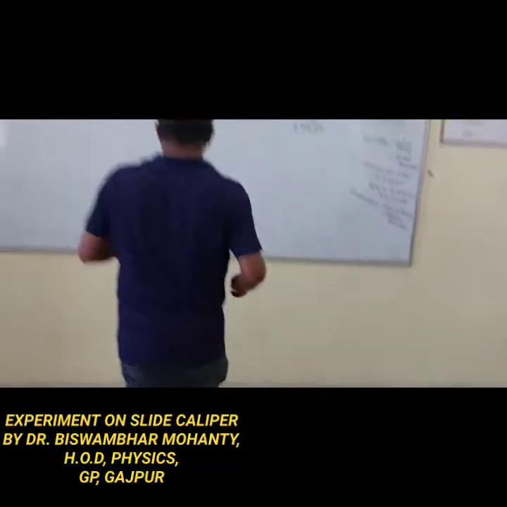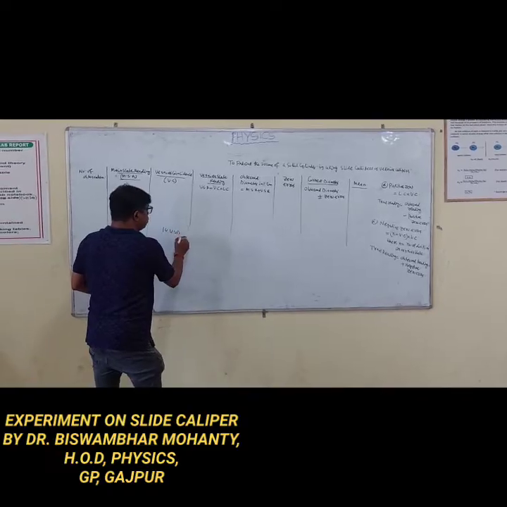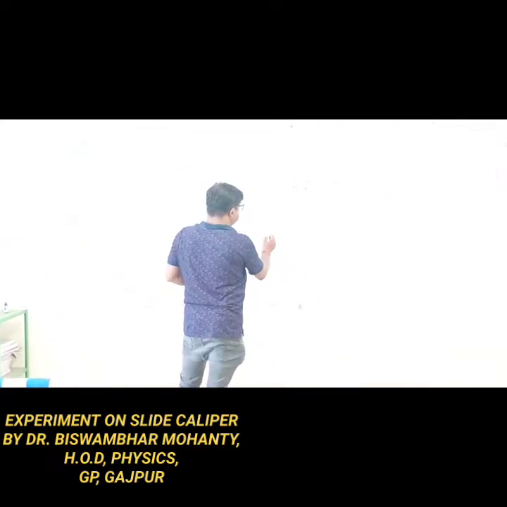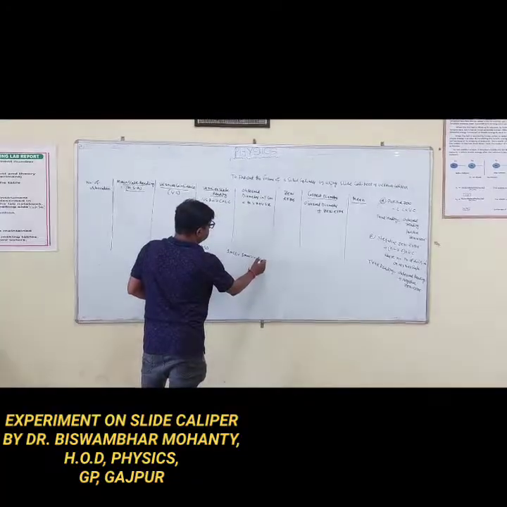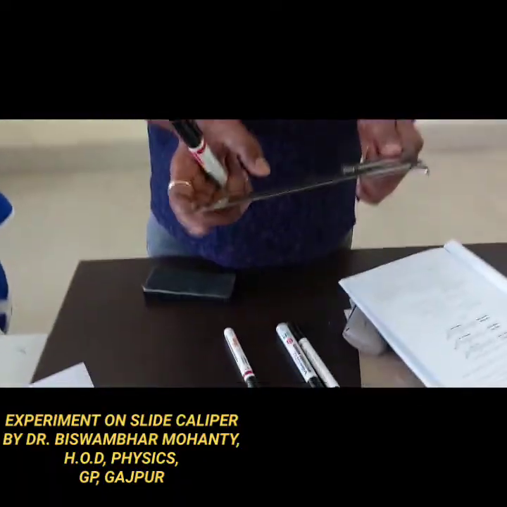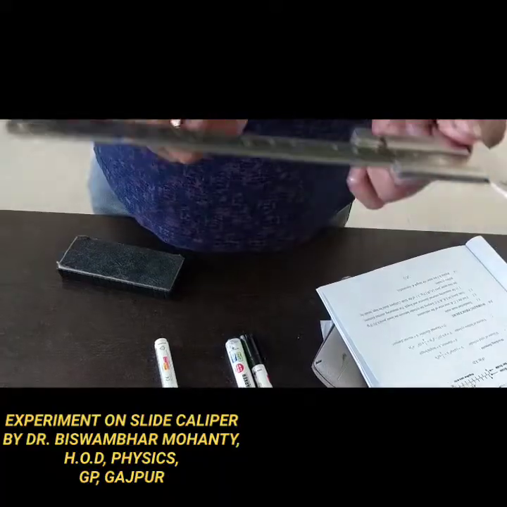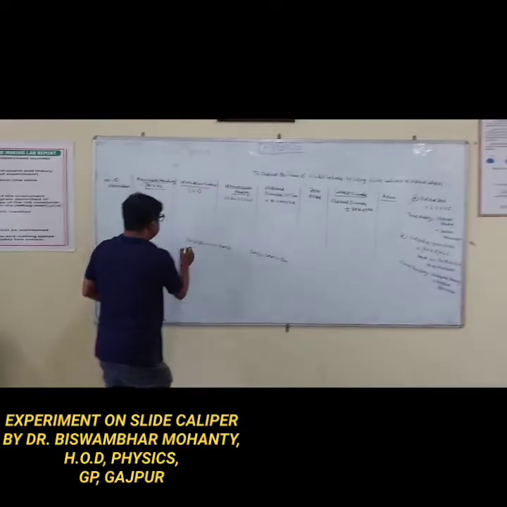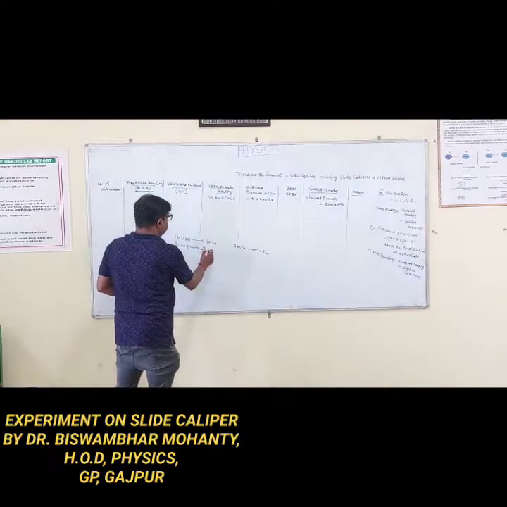So 10 vernier scale divisions coincide with 9 main scale divisions, and 1 main scale division is equal to 1 millimeter or 0.1 centimeter. This is the 1 millimeter. Centimeter or millimeter, you can say. So 1 VSD is equal to 9 by 10 MSD.